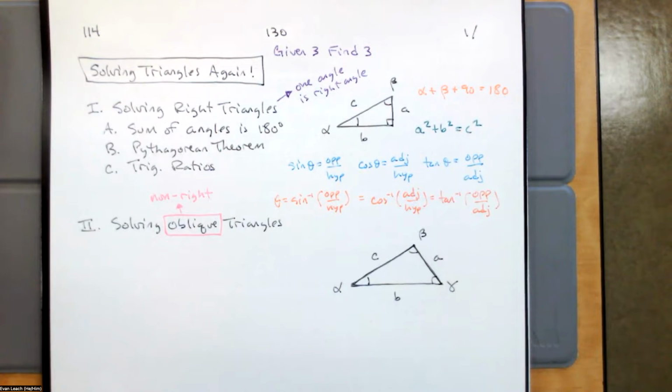Since we have a non-right triangle, I'm going to try to draw it where I don't draw gamma as a right angle. Every time I try to draw a non-right triangle, I end up with the right angle at the top. It just looks like a right angle at the top. I don't know why I can't draw oblique triangles, all right triangles. I don't know what the problem is. But in this case, we don't have a right angle, which means we don't have a hypotenuse.